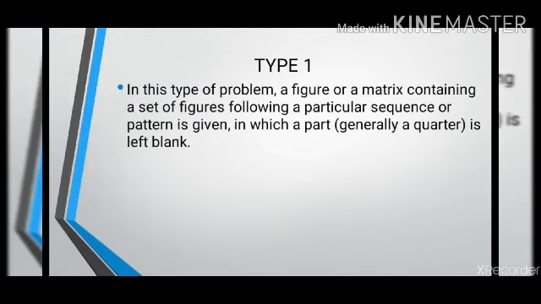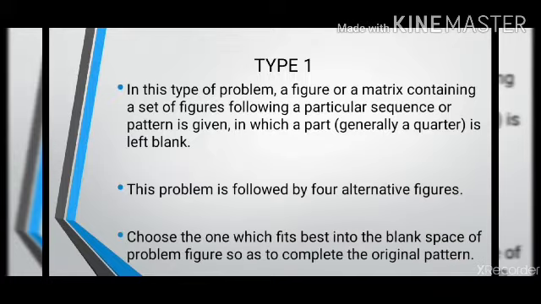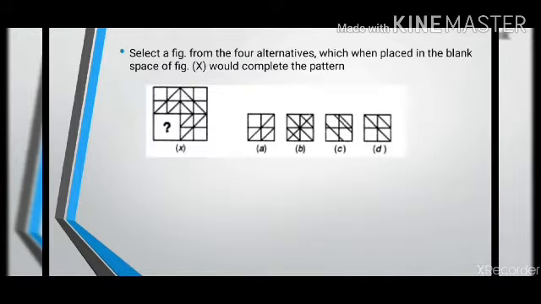In the first type of question, a figure or a matrix containing different small sequences or patterns will be given to you, in which usually one blank space is given. Now on the basis of the four alternatives you will have to find out the answer. Sometimes you will have to choose the answer that is the best fit, not exactly the answer you are thinking, but some rotation or a change in pattern might be there. Now I'll take one example.